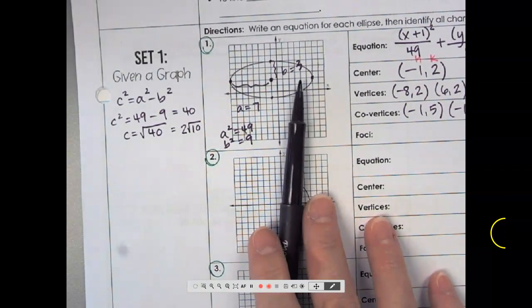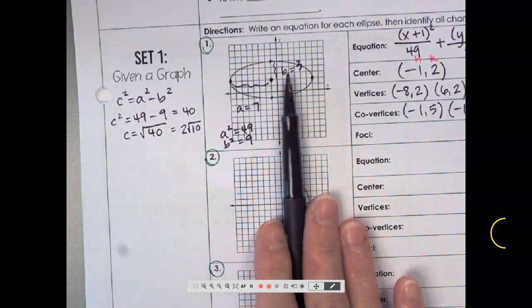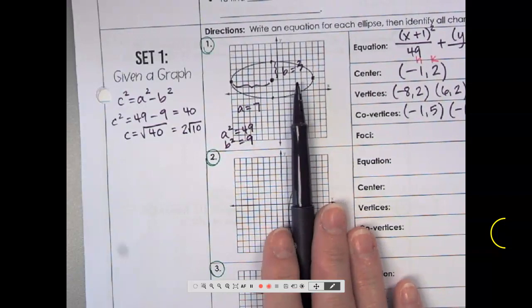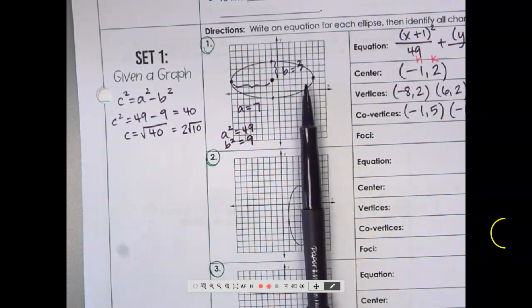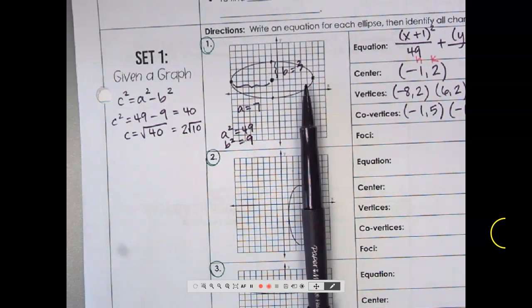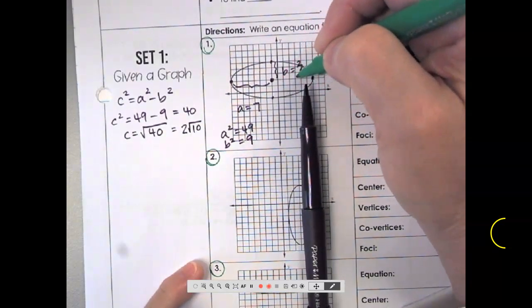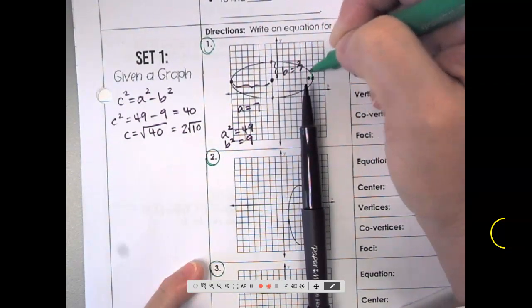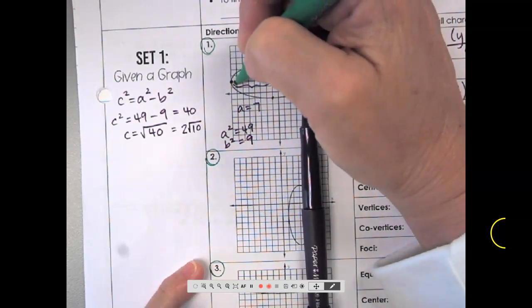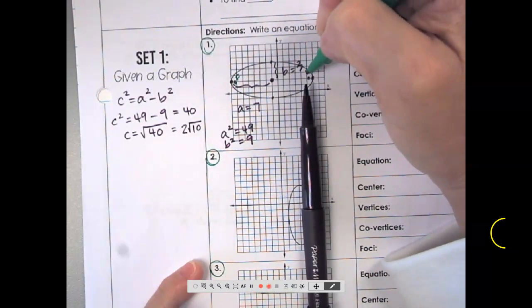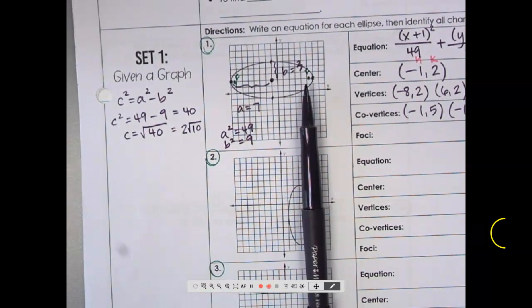Now, the focus is always in the longer direction. So I need to go left and right from the center to get to the focus. The square root of 40 is between what two numbers? 6 and 7. So I'm going to go right 1, 2, 3, 4, 5, 6, and a little bit more, and then the same in the other direction. So the foci are somewhere in there.